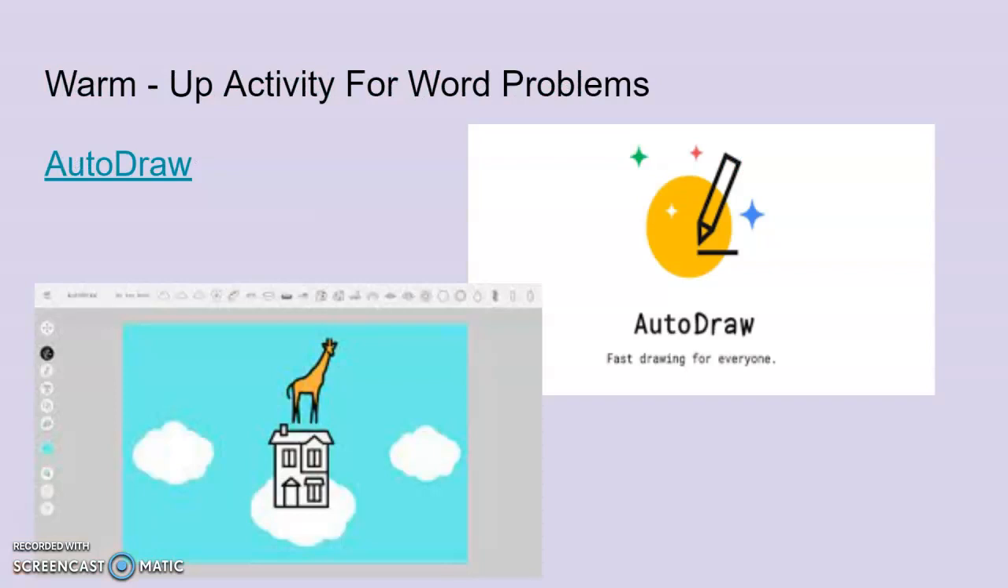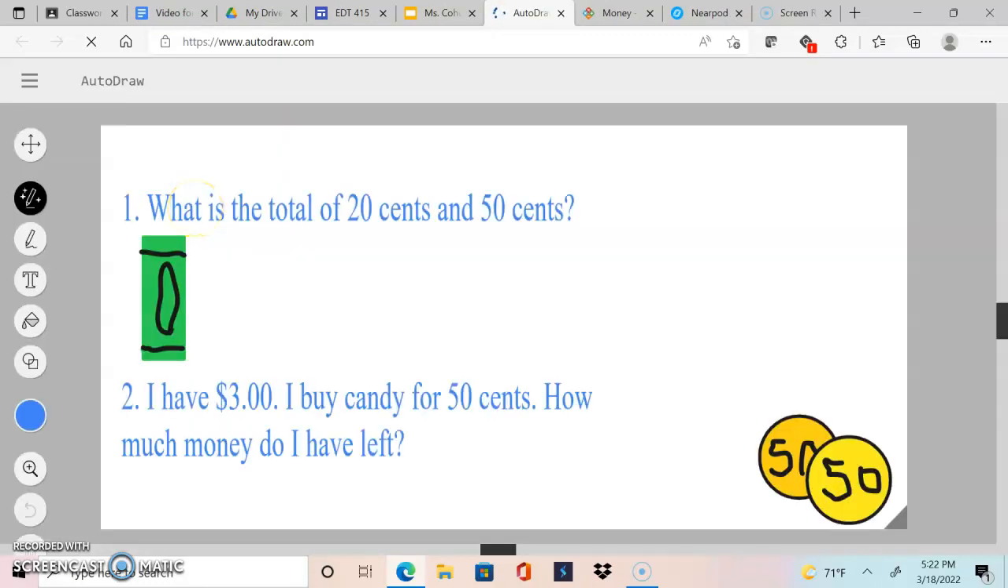So now for the warm-up activity. We are going to go to AutoDraw, which is a new technology feature that we're using today. And we are going to be doing some warm-up problems. So the first one reads, what is the total of 20 cents and 50 cents? Could anyone come up to the board and show me how they're going to solve it?